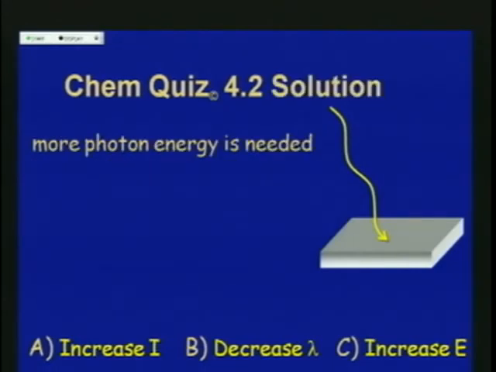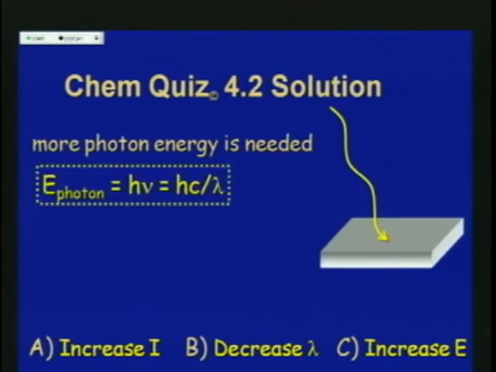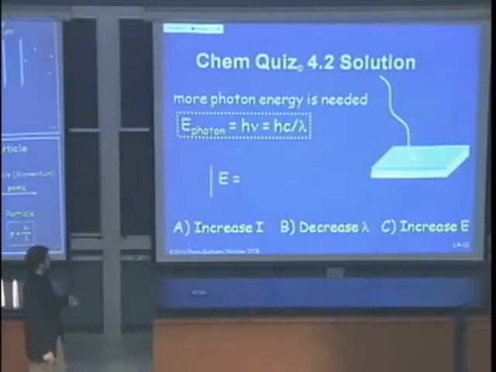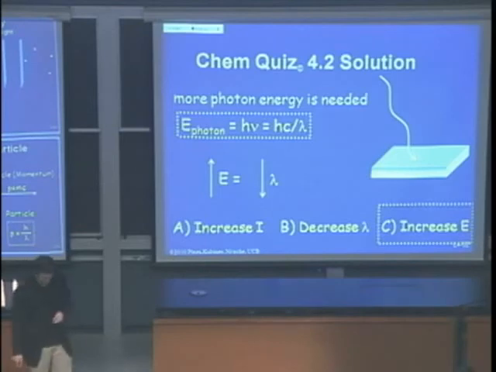We got to have more energy to kick off the electron, right? Remember the well? If we don't have enough energy in our photon, it's not going to get removed. So we have to give it more energy. We know that our energy of our photon is h nu, and we remember from the earlier slide that nu times lambda is the constant speed of light, so c over lambda is nu. So we can see that energy goes up, wavelength goes down. So we got to increase energy, right? So it's C.